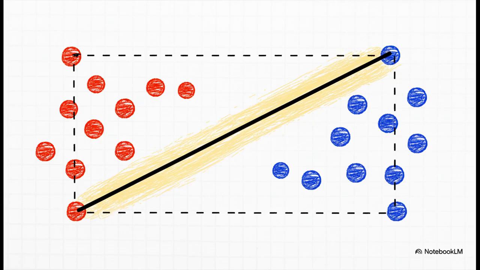And this is where the SVM is just brilliant. It doesn't just find any line. It looks for the one single line that creates the widest possible street, the biggest possible margin between the two groups. It's not just about separating them, it's about creating the biggest safety buffer. And that perfect boundary has a name, the maximum margin hyperplane.